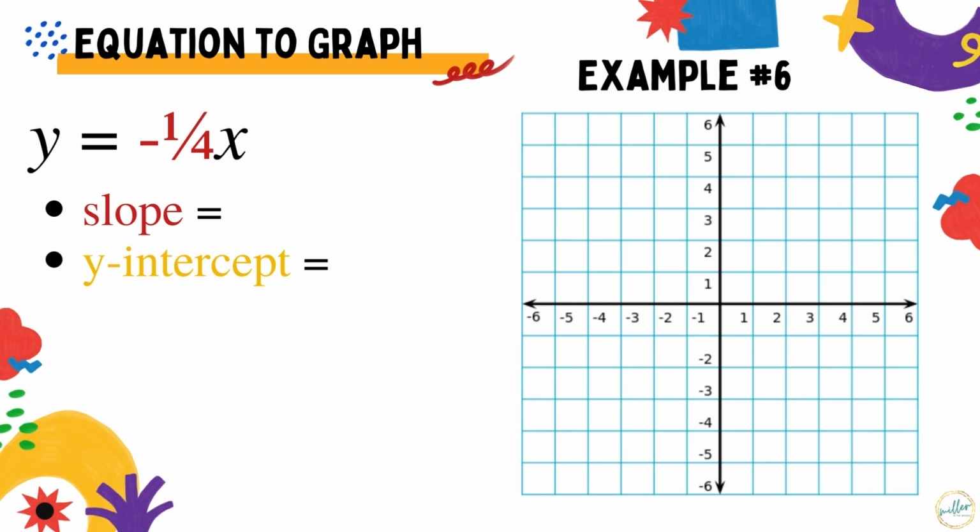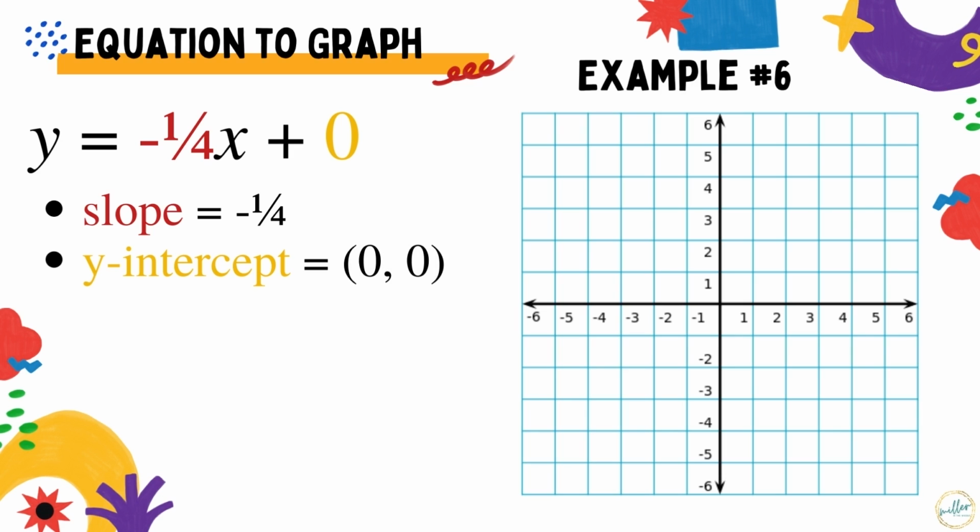Final example number 6, y equals negative 1/4 x. Our slope is that red number right there, negative 1/4. But the equation is supposed to be in the form y equals mx plus b, where m is the slope and b is the y-intercept. And I don't see a plus b. That's because it's just 0. So this line is going to be passing through the origin of the graph at 0, 0.